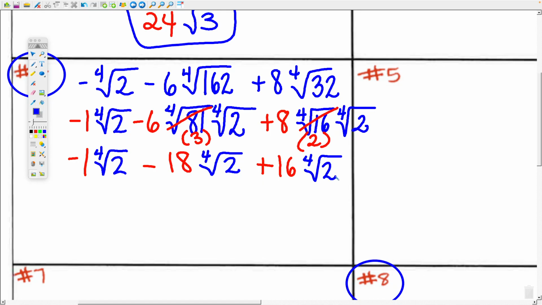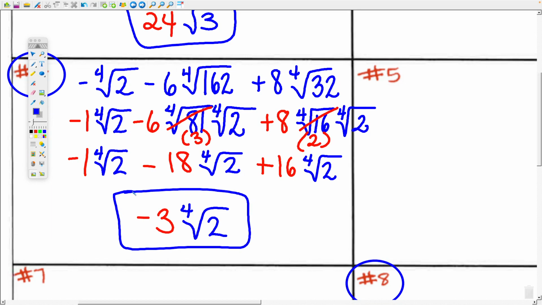Look for your like terms. That's all of them. You got it. So that means I got -1 minus 18 is -19. And then -19 and positive 16 is -3. So -3 is the outside. And then the 4th root of 2 stays on the inside. Stop and process that. Yes? Every time we do these, we're splitting, okay?